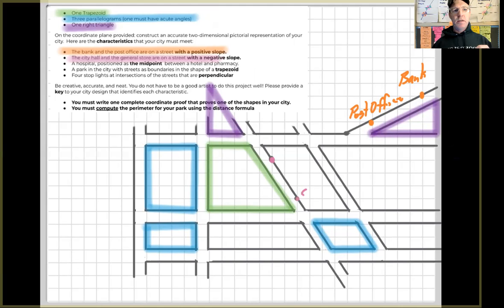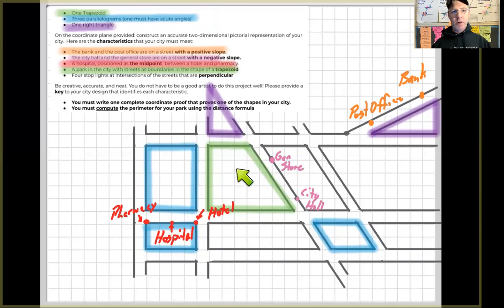Then I need a city hall and a general store on a negative slope street. Well, this was a street with -3/2 slope. There's my general store and my city hall. Then I need a hospital that's the midpoint in between a pharmacy and a hotel. Okay. There's my hospital. It's halfway between the pharmacy and the hotel.